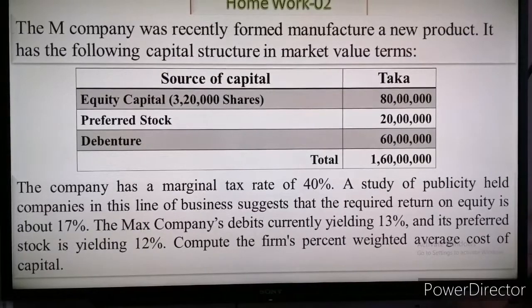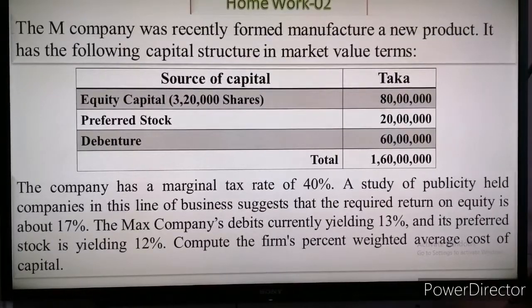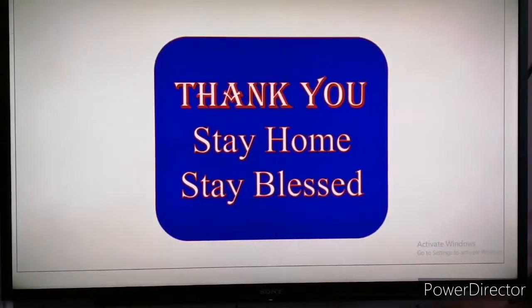The second homework is quite easier. M company has recently formed for the manufacture of a new product. It has the following capital structure. You know, there are 3 capital structures and given some information. You have to find the WACC in your own effort.